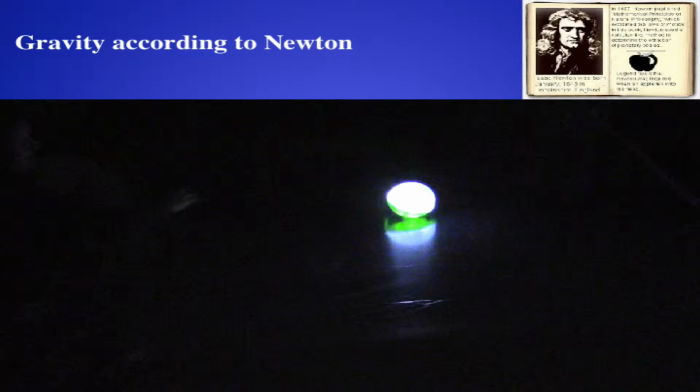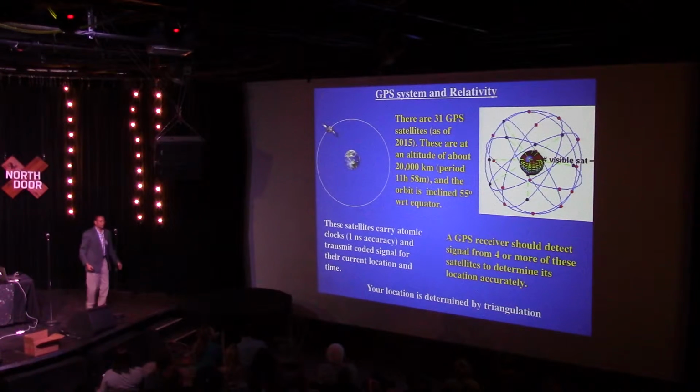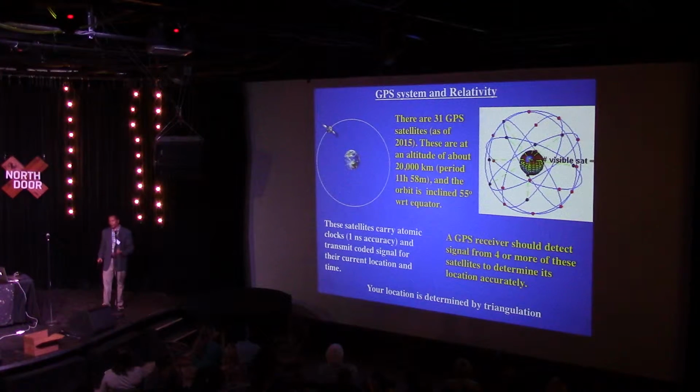The way the GPS system works is that we have got these satellites about 20,000 kilometers up there in space, and there are 31 of these satellites. They transmit information, the time of the signals that is being sent, and some coding. Your GPS receiver receives this signal, so it tells the GPS receiver what time the signal was sent.